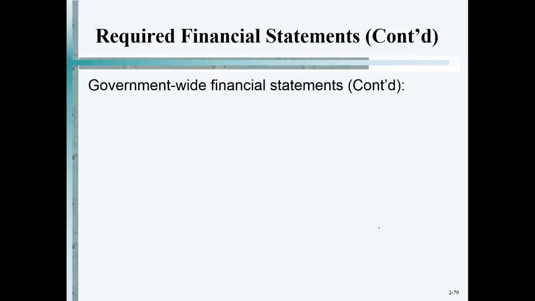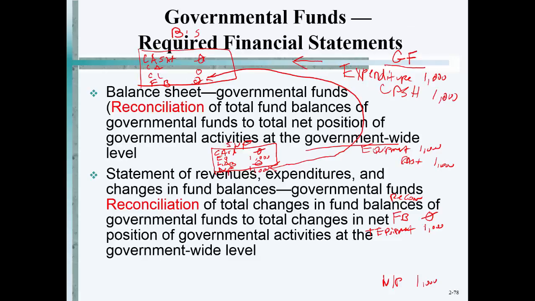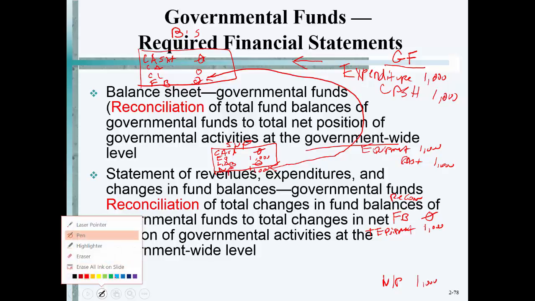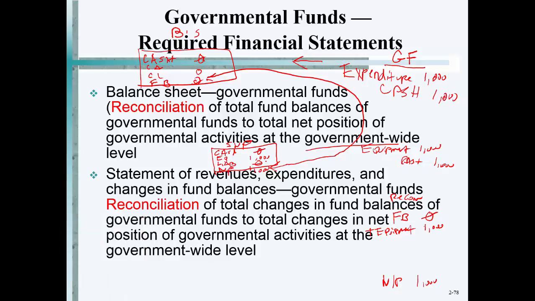Reconciles, doesn't it? That's what these reconciliations do. Now let's say we have this equipment of 1,000 here, and I change the fact pattern a little bit and tell you that they have a long-term debt of 500. I tell you now that we have a long-term debt of 500.